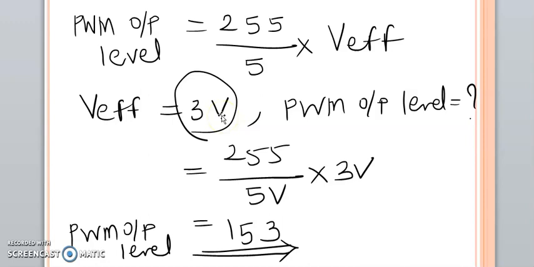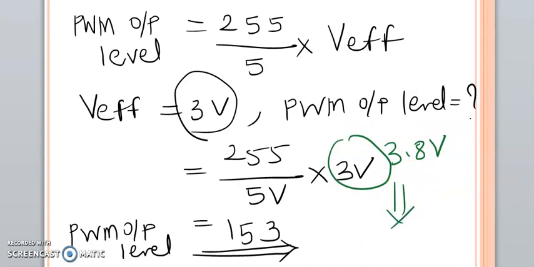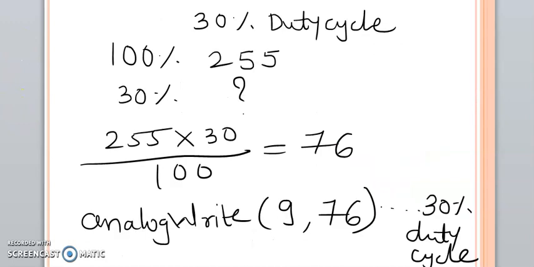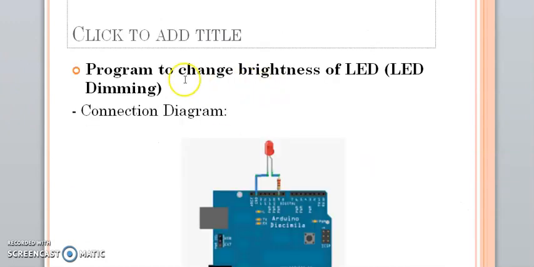Suppose one needs to generate 3.8 as an effective voltage. What will be the corresponding PWM output level now? Here, instead of this 3, you just need to provide 3.8 and you will get the value. In this way, the different values of PWM output level are going to be calculated depending upon your requirement and need.